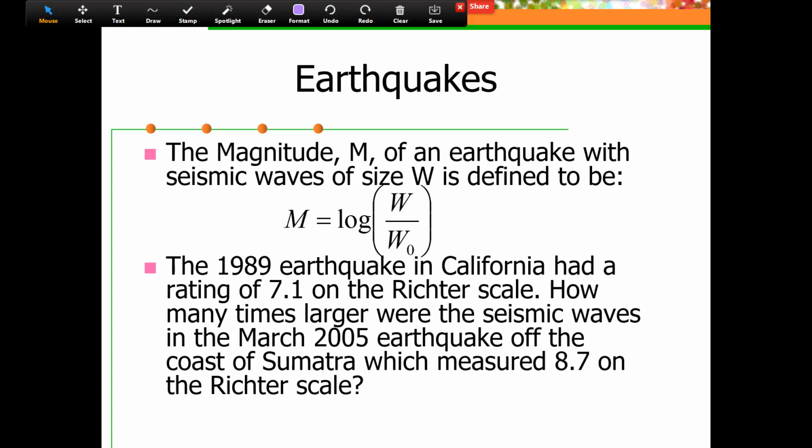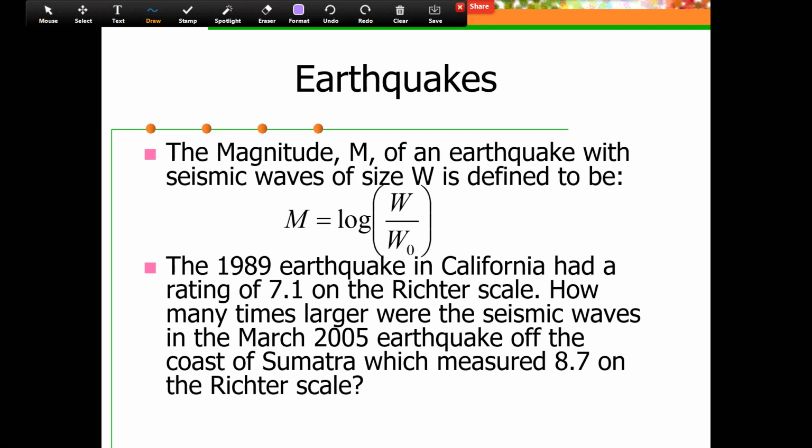The number of times larger, you can do that by taking the bigger one and dividing it by the smaller one. So I'm going to name these based on the wavelengths and where they were. The California one is going to have a wavelength of WC, and the Sumatra one's going to have one that's WS. To know how many times larger the wave of the bigger one was than the other one, what we need to look for is WS divided by WC. It doesn't actually matter what they are. We just need to find this expression right here.